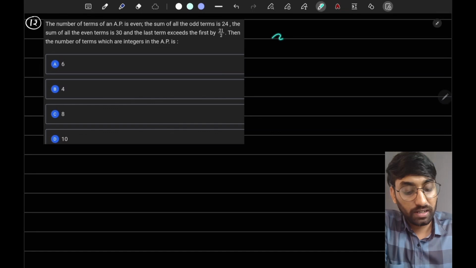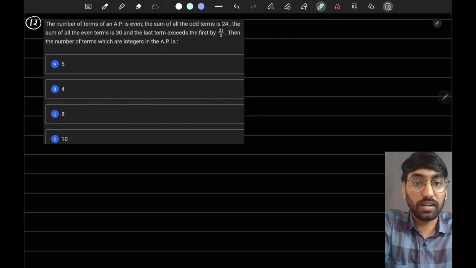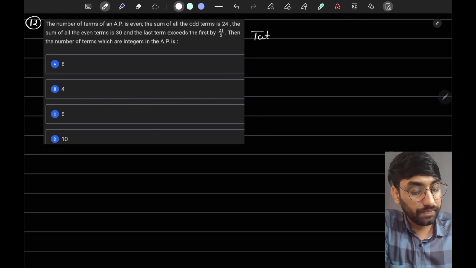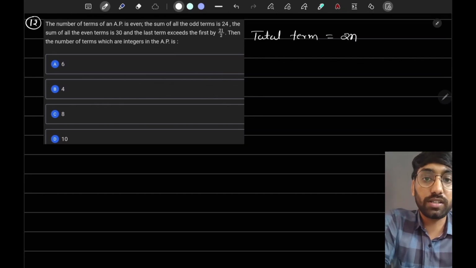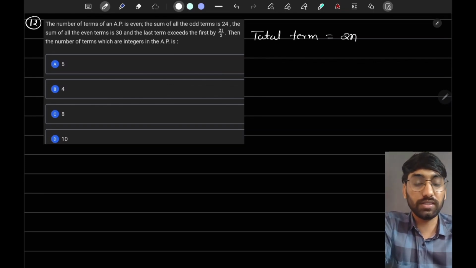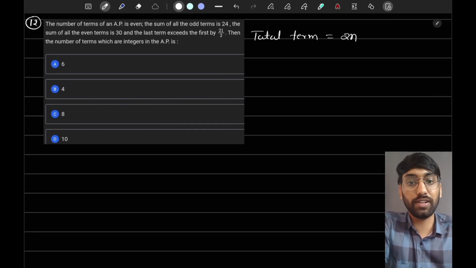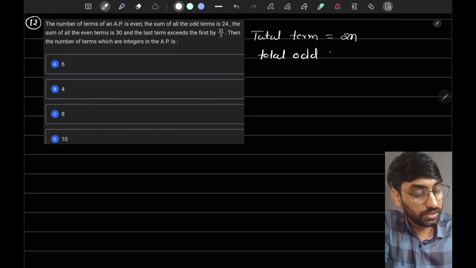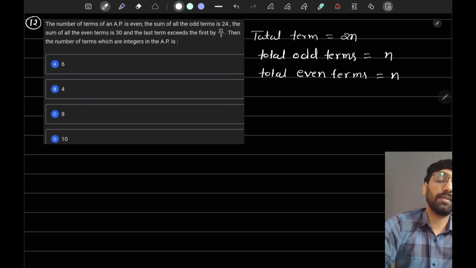So since they are saying that the total number of terms in the arithmetic progression is even, I will assume that the total terms we are having is nothing but 2n. So total terms is equal to 2n. If total terms are 2n, it means what? It will have some odd terms and some even terms. So how many odd terms will it have? Obviously, it will have n odd terms and n even terms. So I will say that the total odd terms we will have is n, and similarly total even terms will also be n. Correct? So n odd terms and n even terms I am having.